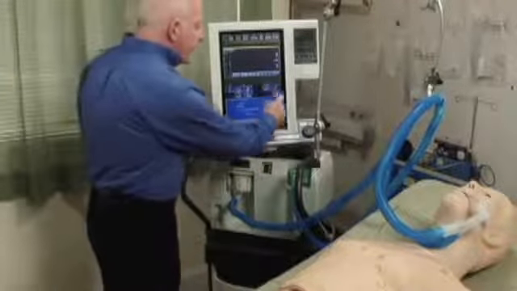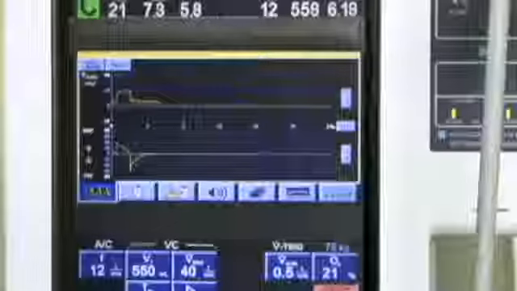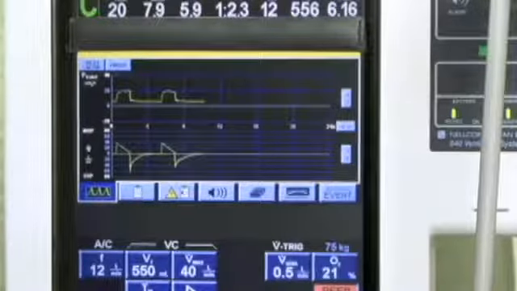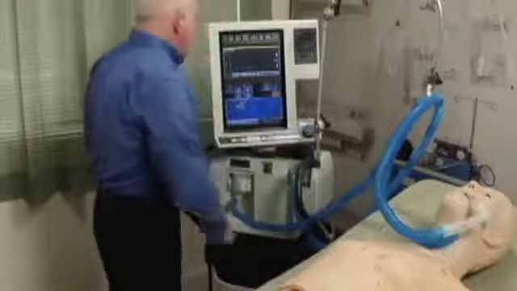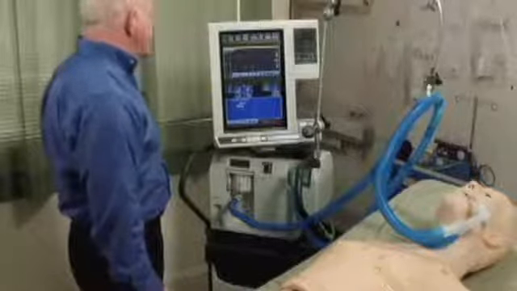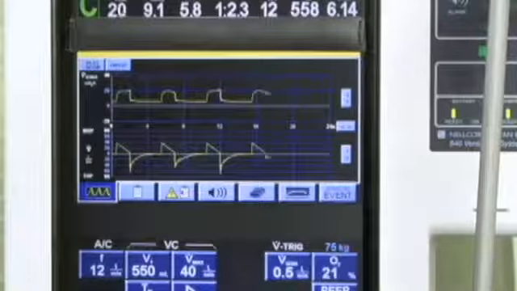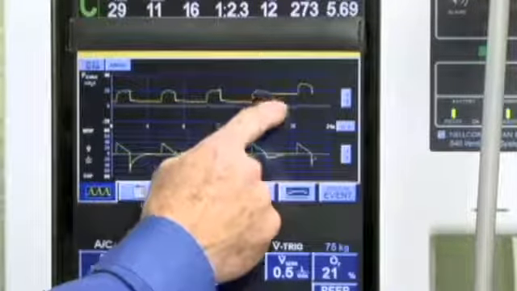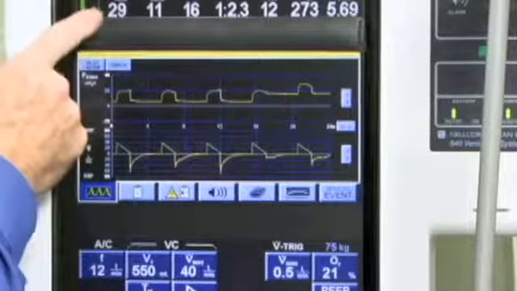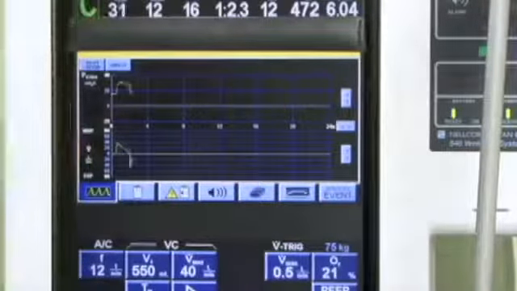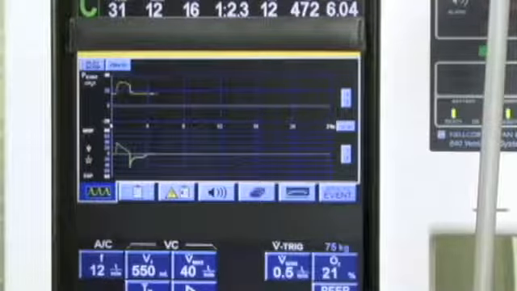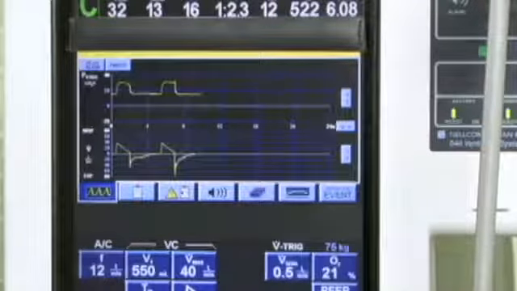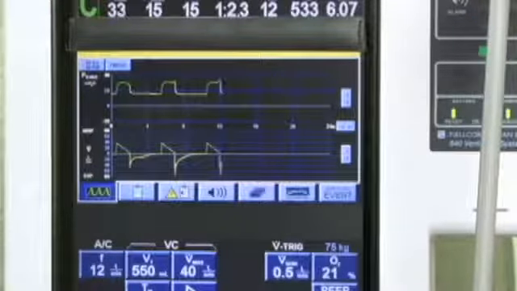I'll increase the PEEP to 15 centimeters of water. Notice the resultant increase in peak inflation pressures within a few centimeters of water. The 3201 maintains the PEEP to peak pressure relationship throughout all PEEP levels.